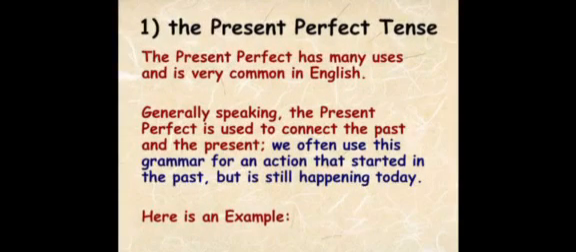So present perfect is made up of two parts. The first part is the present tense of the verb to have, and the second part is the past participle of the main verb. Alright, I repeat again. Present perfect is made up of the verb have or has followed by the past participle of the verb. Alright?